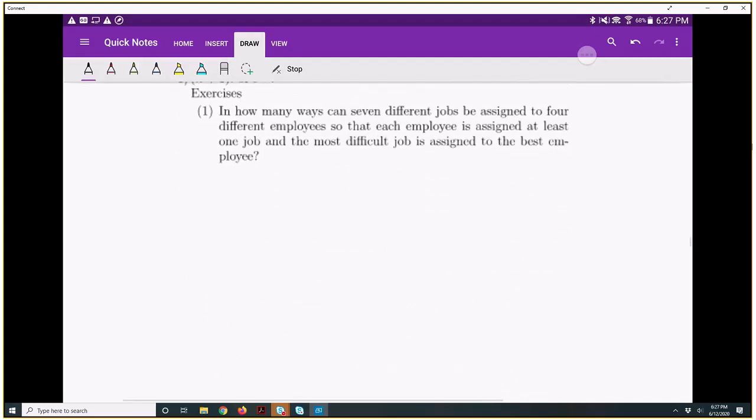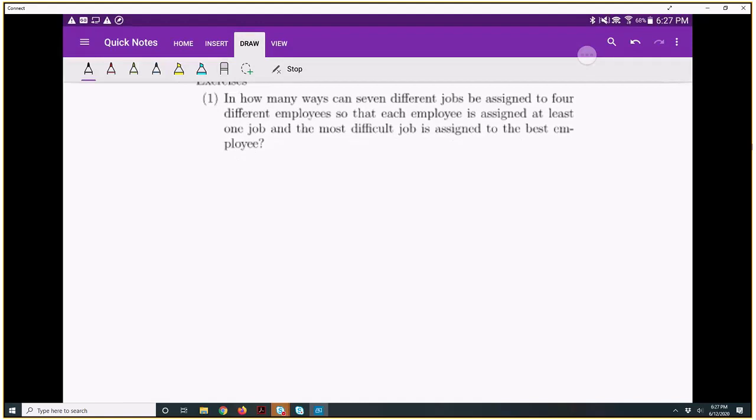Okay, let's do just a couple of counting problems together, and then we'll conclude our section on inclusion and exclusion. The first exercise asks, in how many ways can 7 different jobs be assigned to 4 different employees so that each employee is assigned at least 1 job and the most difficult job is assigned to the best employee?